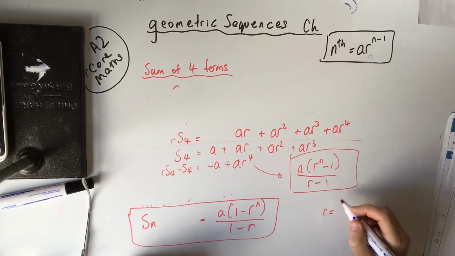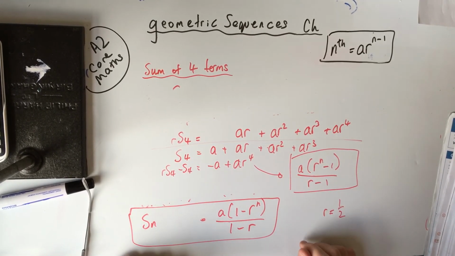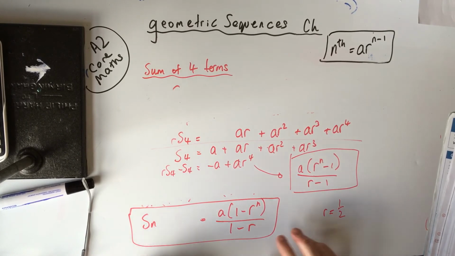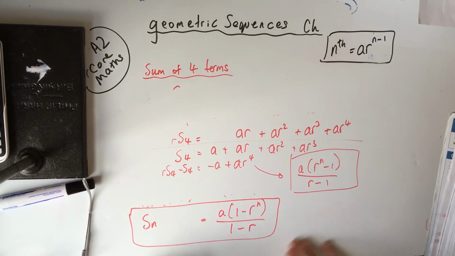If I've got a fraction, the common ratio is a half, then I'd use this one, because 1 take away a half is a half, and so on. So you've still got a positive number on the bottom. So any fractions, I use this one here. Just a little trick again.